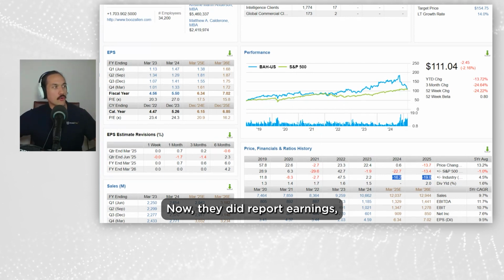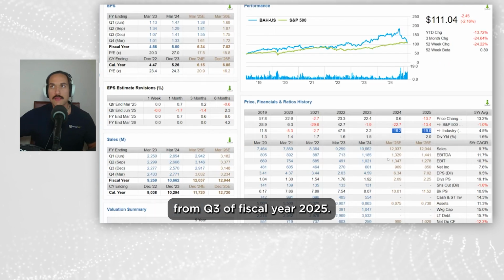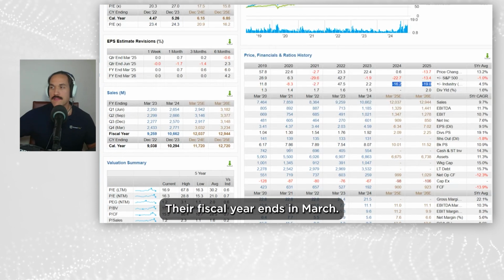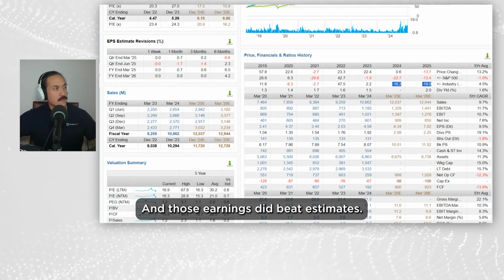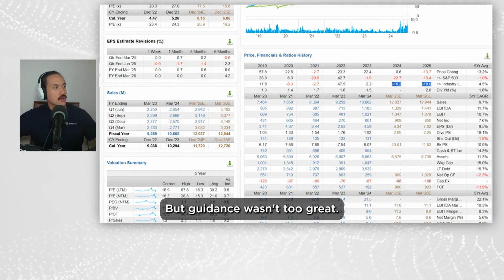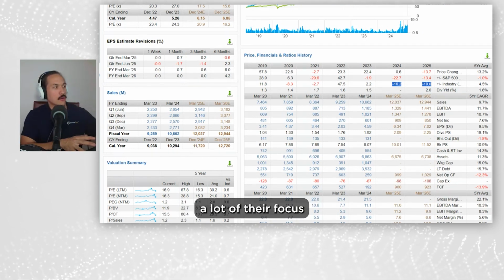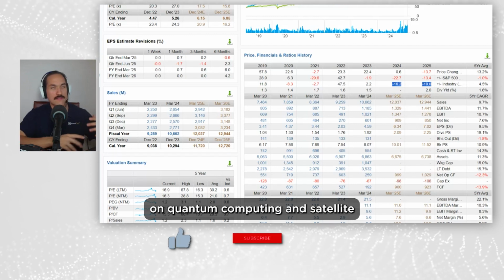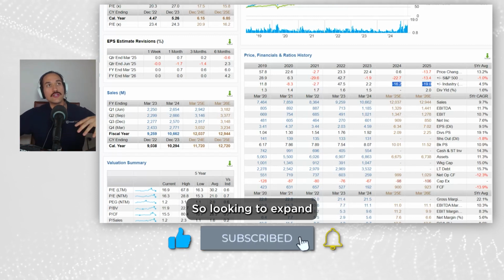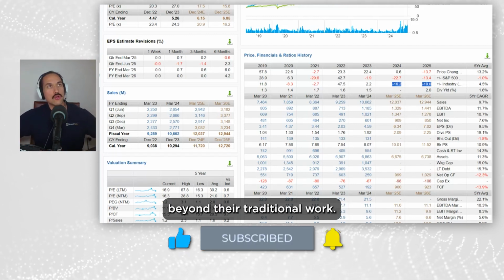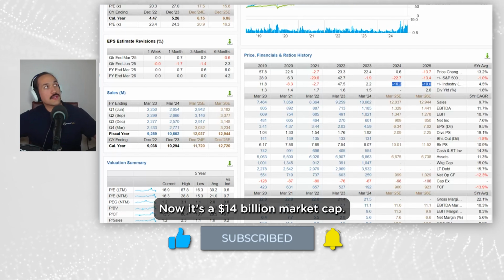Now, they did report earnings from Q3 of fiscal year 2025. Their fiscal year ends in March. And those earnings did beat estimates, but guidance wasn't too great, it looks like. They also have decided to shift a lot of their focus, or some of their focus, on quantum computing and satellite servicing technology. So looking to expand beyond their traditional work. Now, it's a $14 billion market cap company.